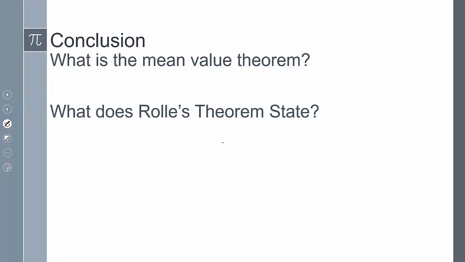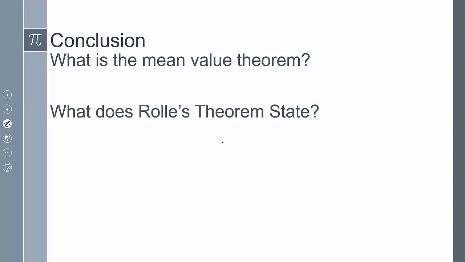So to close this lesson, what is the mean value theorem? The mean value theorem states that if you have some sort of function that has to be on a closed interval and has to be differentiable, then for the secant line between those 2 points, you're going to find some value for x in between those 2 points that if you take the derivative, it's going to equal it. So the slope of the tangent line is going to equal the slope of the secant line.